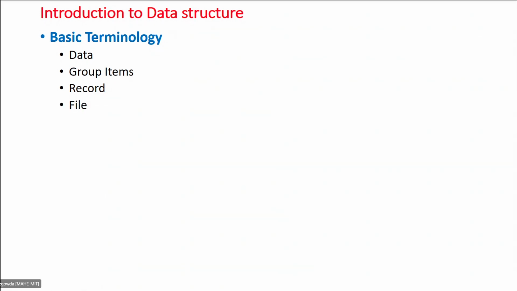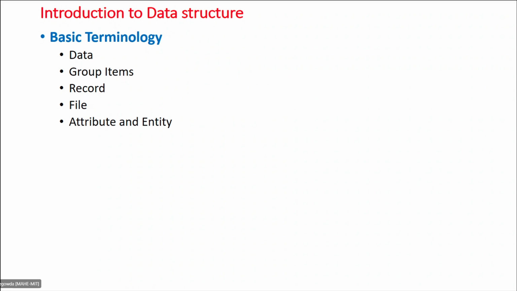The next one is a file. A file is a collection of various records of one type of entity. For example, if there are 60 employees in an organization, then there will be 60 records in the related file, where each contains the data about each employee.